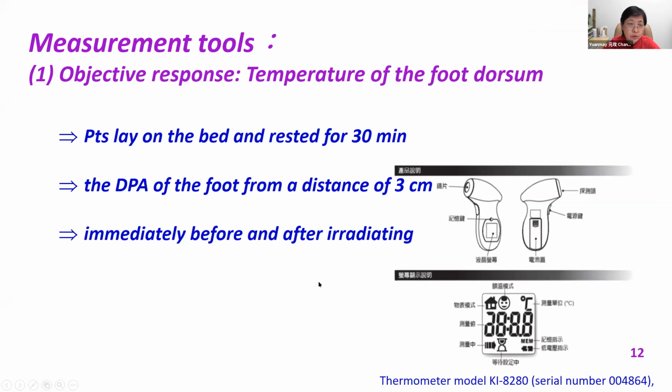For the temperature, we measure the objective response with the thermometer. The patient lies down on the bed and rests for 30 minutes. We measure the dorsalis pedis of the foot from a distance of 3 centimeters immediately before and after irradiating.